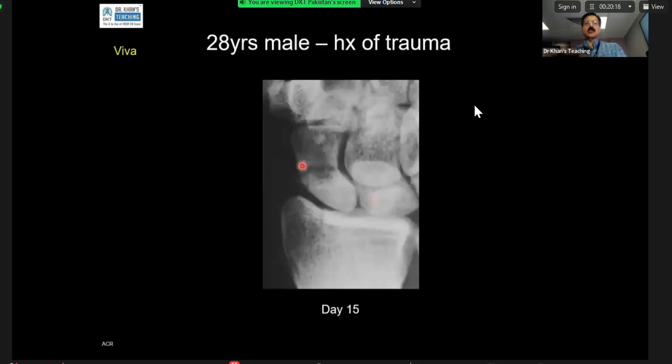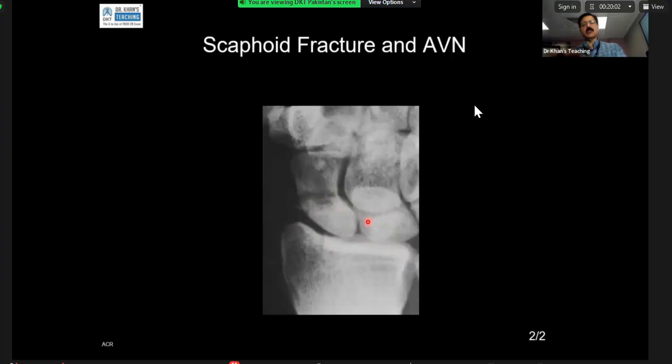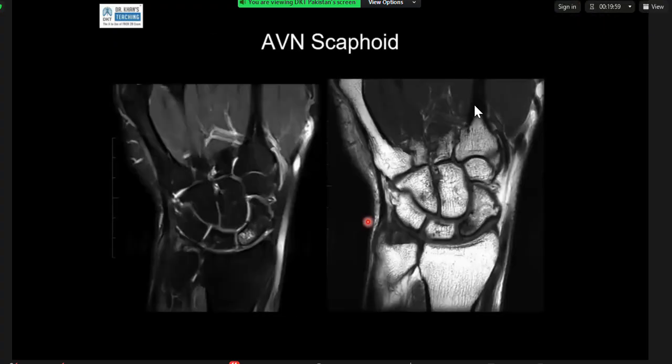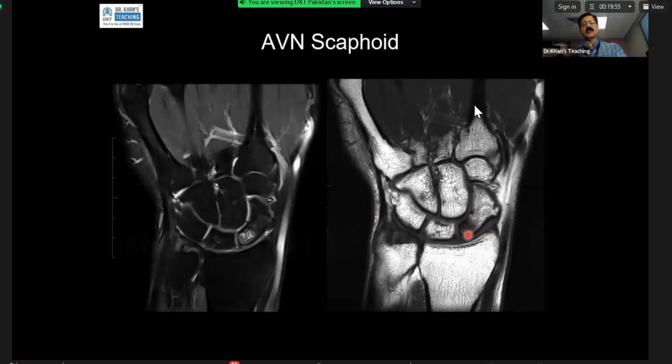Spot diagnosis, what is happening here? So, scaphoid waist fracture with avascular necrosis of the proximal pole. Excellent. So we have got a waist fracture here, and with that there is sclerosis here, which means that there is avascular necrosis of the scaphoid. And this is a different case in which we can see avascular necrosis of the proximal pole, low in signal here and slightly high in signal here, of the scaphoid.